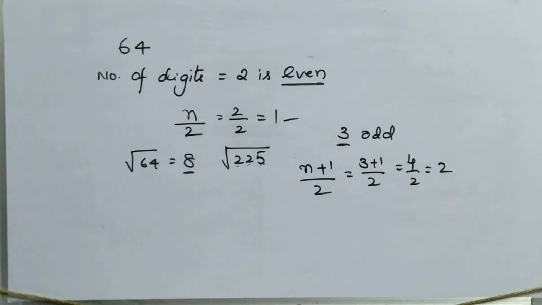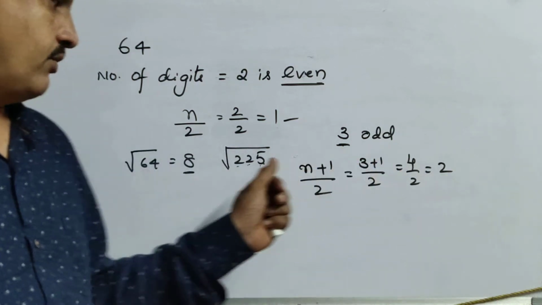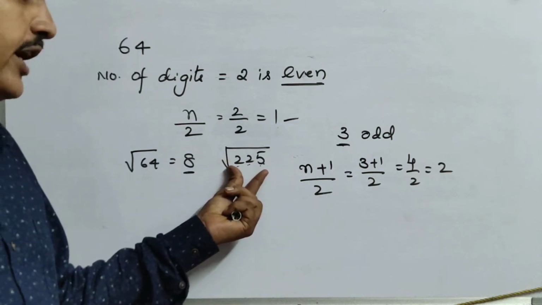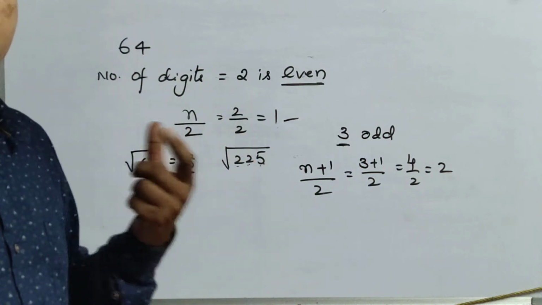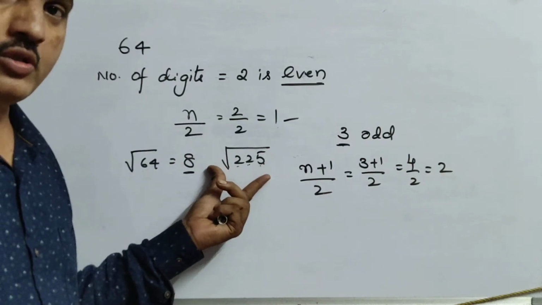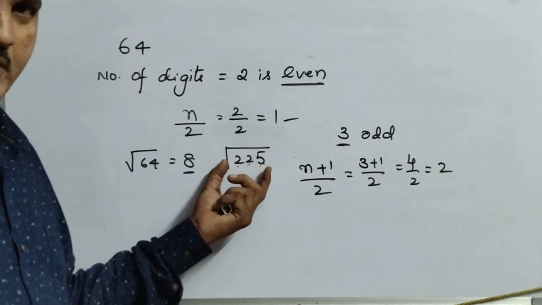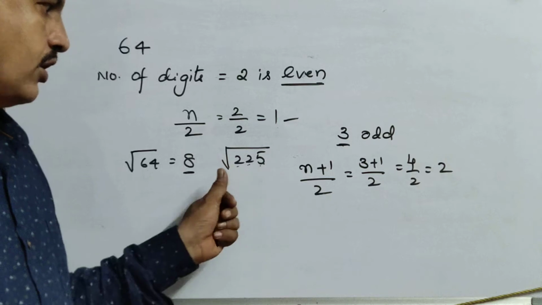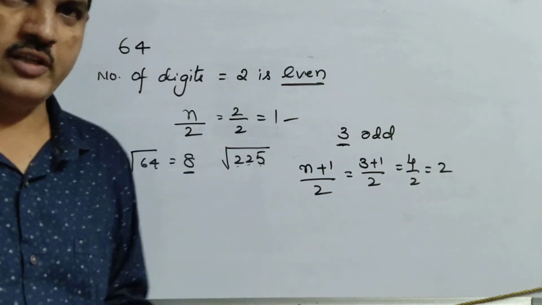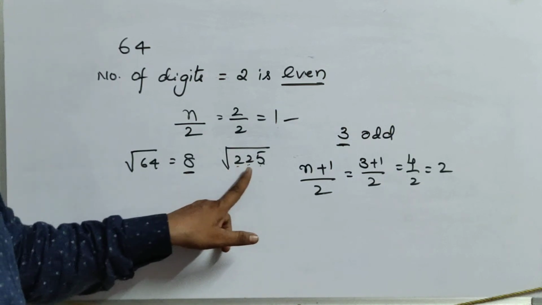That means 2 digits will come. 2 digits answer will come for 225. See the way I am pronouncing, the number of digits for the square root, if it's a perfect square, 225 is a perfect square. For this number, how many digits are here? 1, 2, 3. But the question is asking how many digits we are going to get in the answer. For that, we have to count how many digits there are, 1, 2, 3.